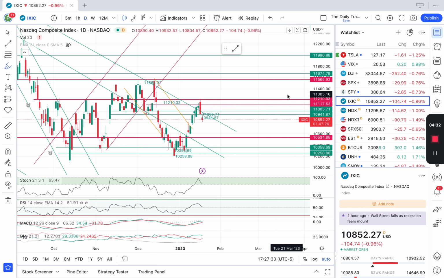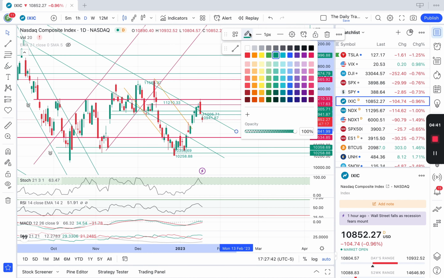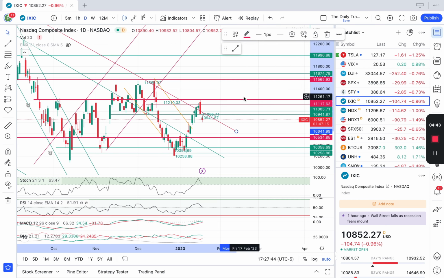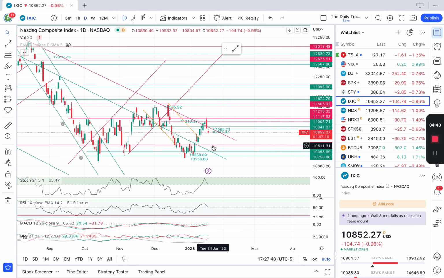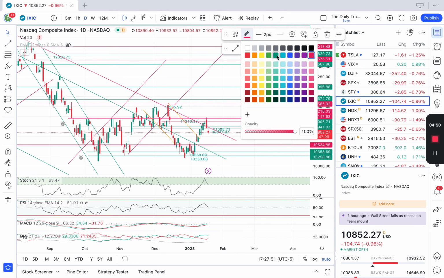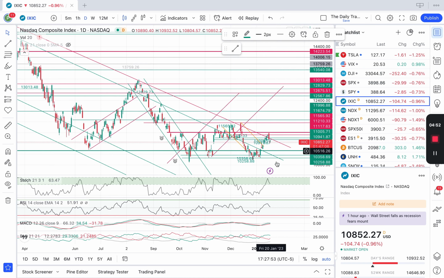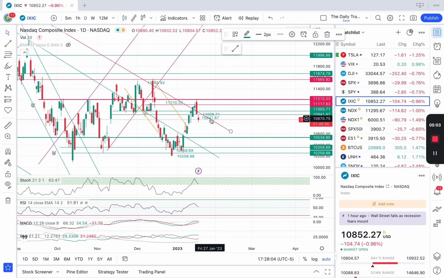And let's look at Nasdaq Composite. So 0.96% down, coming back inside. So the downward channel is still in play. We might be coming back down to this support. This should be green. We now have a contradiction between the VIX and Nasdaq.